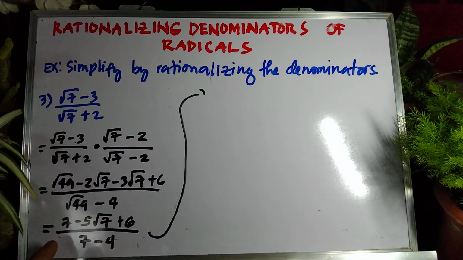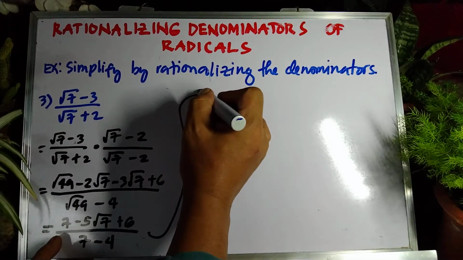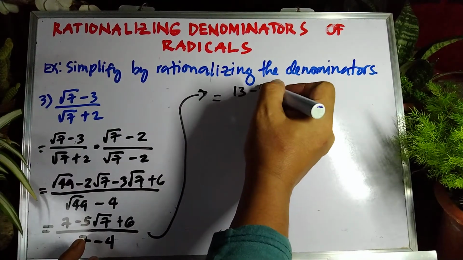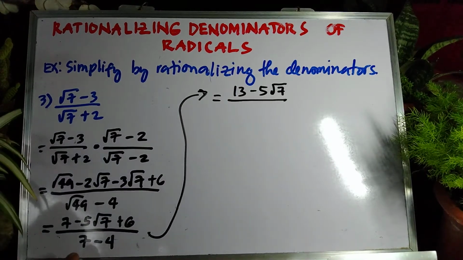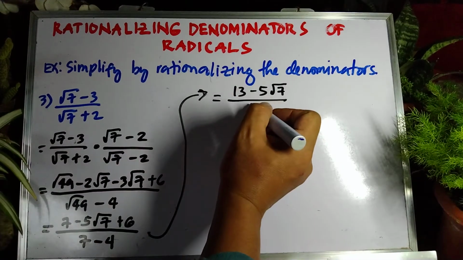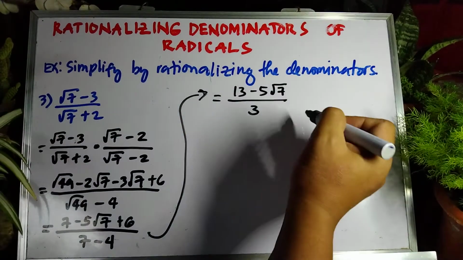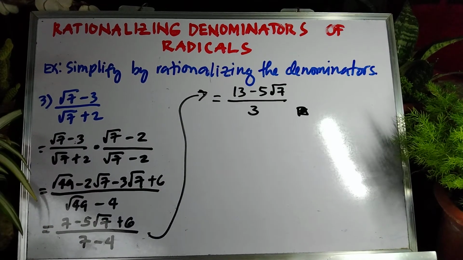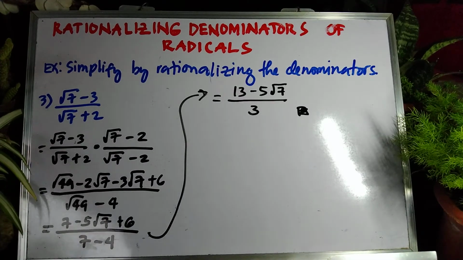Okay. So, what is 7 plus 6? You have 13. Then copy negative 5 square root of 7 all over. What is 7 minus 4? That is 3. So, that is our answer. I hope you learned something. Here, the last example.